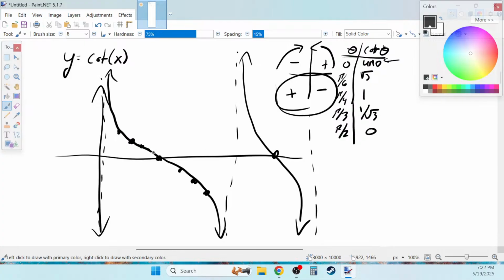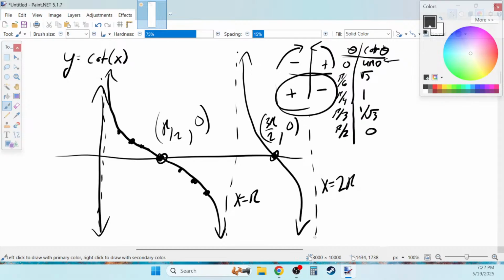Anyway, so this point here is the point pi over 2 comma 0. This point here is the point pi comma, well, it's undefined, so there's no point, but it is an asymptote at x equals pi. This point is the point 3 pi over 2 comma 0, and this line here is the line x equals 2 pi. So these are the graphs for tangent and cotangent.